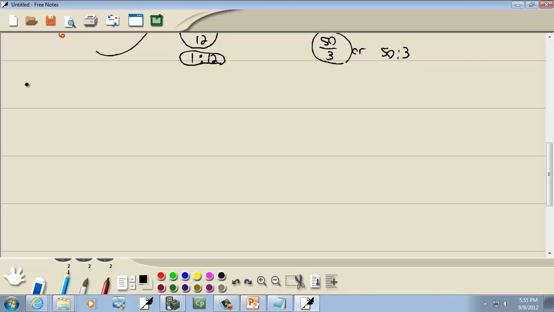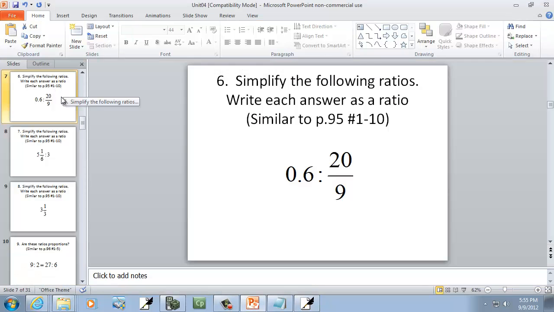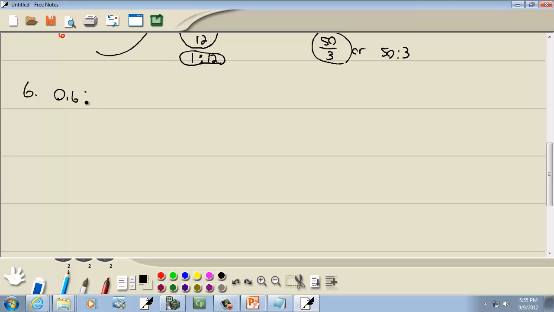Take a look at this one. We got 0.6 colon 20 over 9. Well, 0.6, the 6 ends in the tens place, so I could rewrite that as 6 over 10, and the colon becomes a divide, 20 over 9. We're going to rewrite this as multiplication, so I flip that. Becomes 9 over 20.